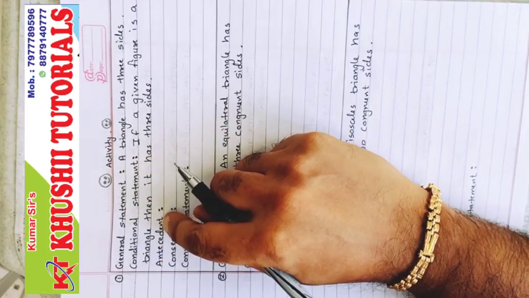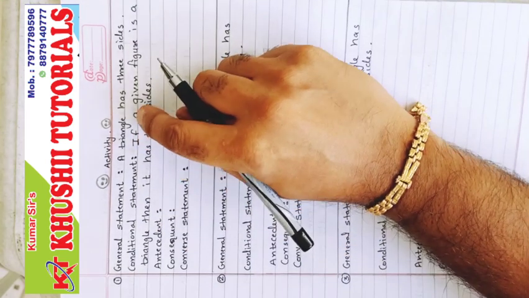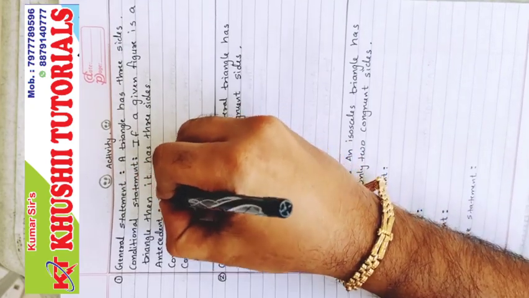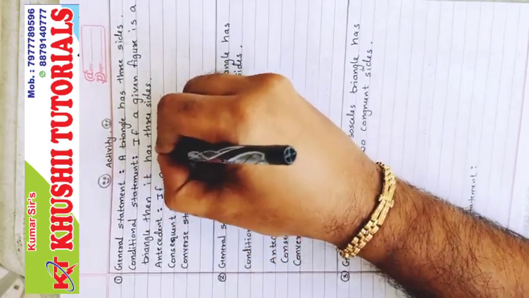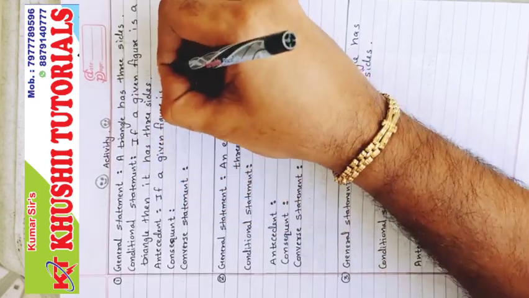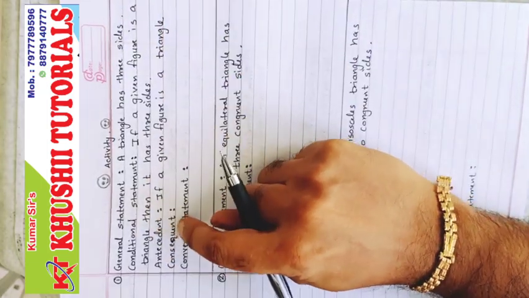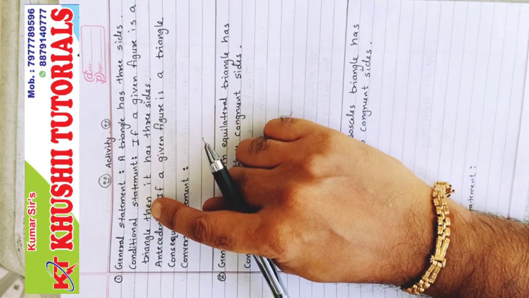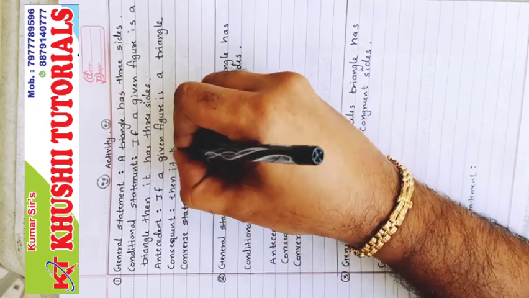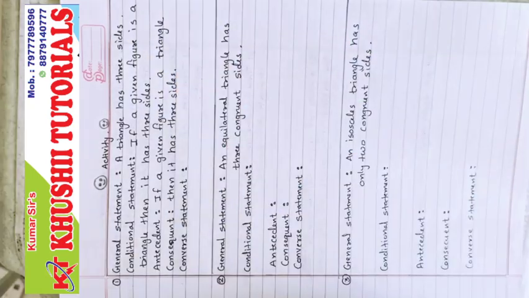Now what is the antecedent? The statement which comes after if. So after if: a given figure is a triangle. So the antecedent is: if a given figure is a triangle. Now the consequent. The consequent is nothing but the statement which follows then. So then it has three sides.